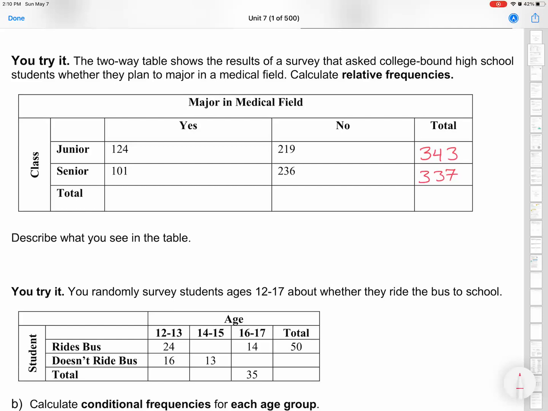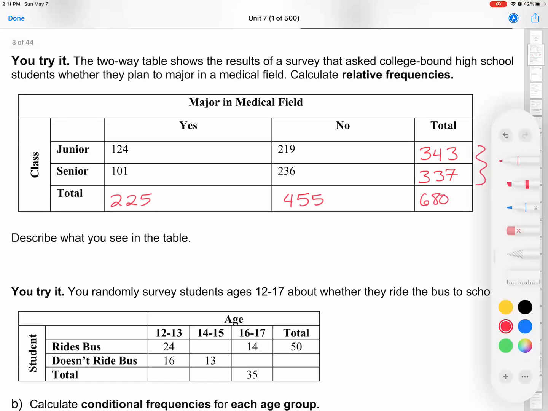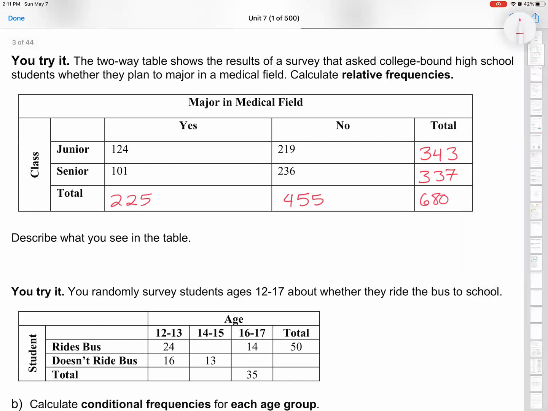Now you can figure out how many are going in the medical field, yes, and no as well. So you're essentially, guys, you're just adding. So 225 are going in the medical field. And then 219 plus our 236 would give us 455. And then for the total, those two values should match. So if I take 225 and add 455, I should get 680. And lo and behold, if I add these guys as well, you would also get 680. So it's good to see that they all match. Okay, so that's not too bad, just figuring out the totals, right?